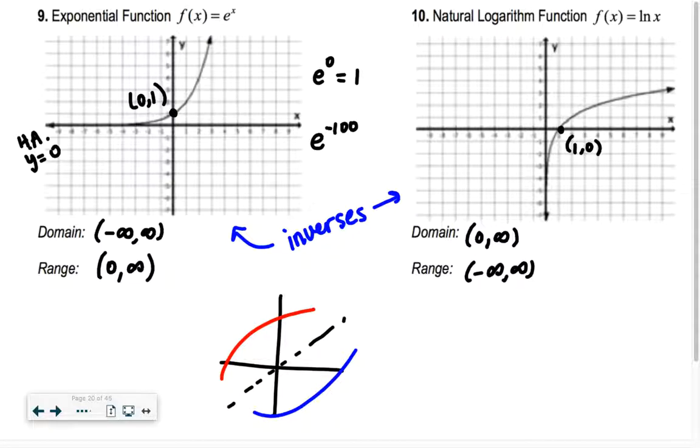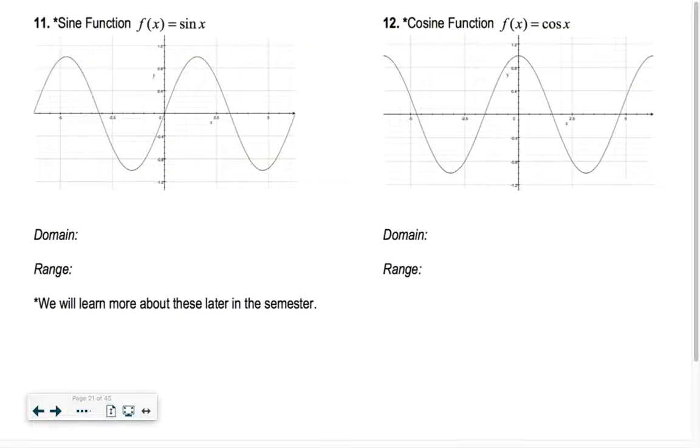So basically their domain and range switch. All right, and then the sine and cosine functions, you guys don't need to know this right now, but we're going to learn about the shapes of these graphs later in the semester. So you've seen the word sine and you've seen the word cosine, but we've always talked about them in triangles. Okay, well there's graphs associated with them.